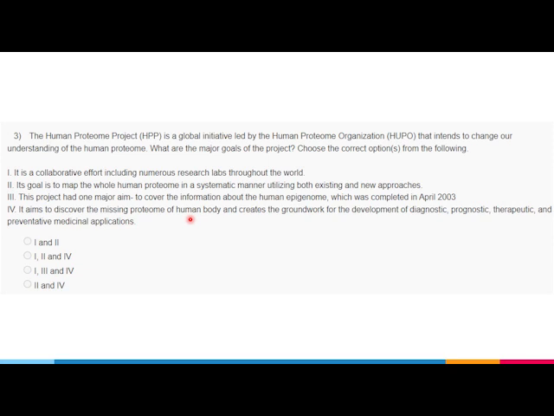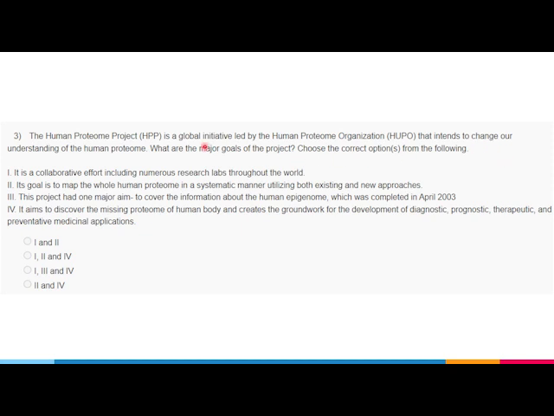So the next question is regarding the Human Proteome Project. The Human Proteome Project, or HPP, is a global initiative led by the Human Proteome Organization, HUPO, that intends to change our understanding of the human proteome. What are the major goals of this particular project? You are asked to choose from the four options that are given to you. So this Human Proteome Project was something that was discussed in the slides as well, in week one of the course.